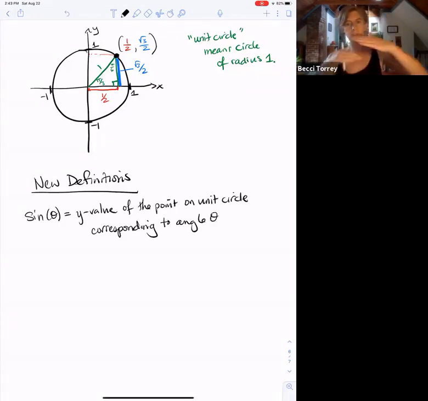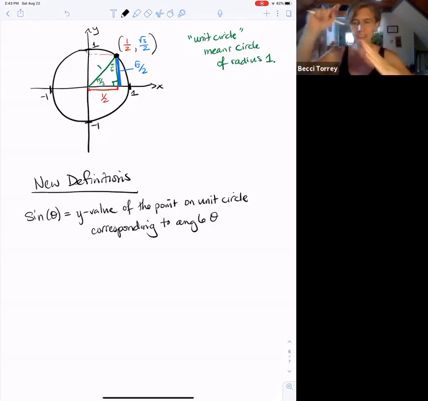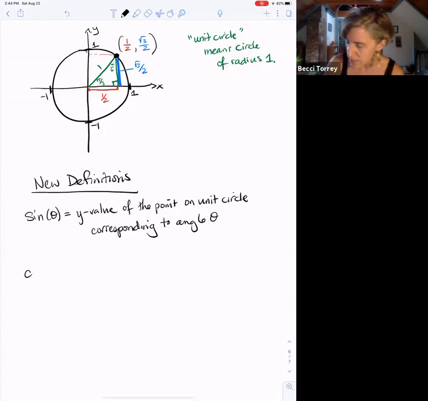Again, corresponding means you're in the standard position. That point is where the terminal side of the angle hits the unit circle, but it's just the y value. So if you know that point, you just grab the y value, and that's your sine. Cosine of theta is the exact same thing, except that it's the x value.